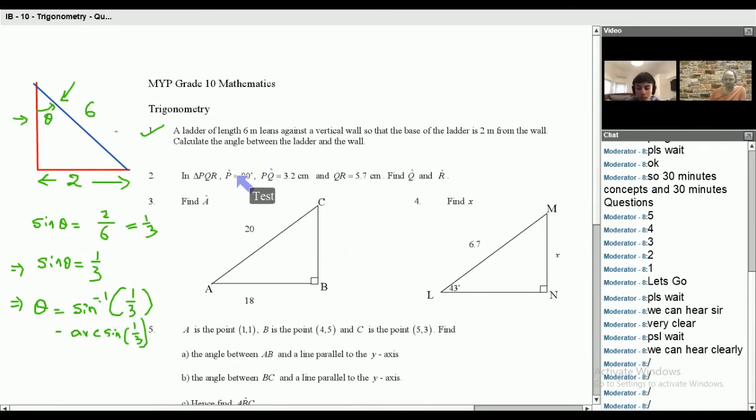Let's come to the second question. In the second question, it says in triangle PQR, angle P is 90 degrees, PQ is 3.2 centimeters, QR is 5.7 centimeters. So we need to find out angle Q and angle R. So how are we supposed to do that?